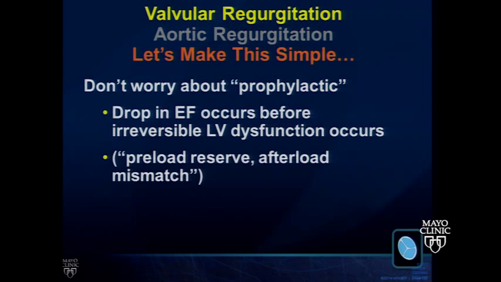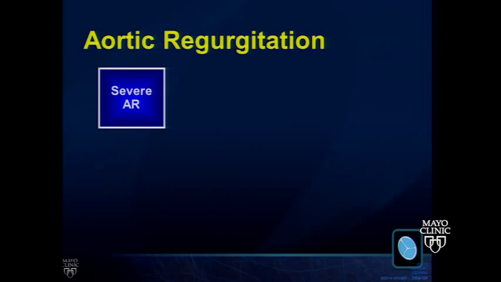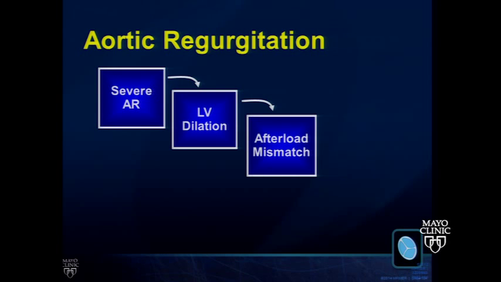Now, the other thing is you don't have to worry about prophylactic surgery because the drop in EF actually occurs before irreversible left ventricular dysfunction due to a concept called preload reserve afterload mismatch. And let me just take you through this because this is important to understand. You've got severe aortic regurgitation. Severe aortic regurgitation leads to left ventricular dilatation.